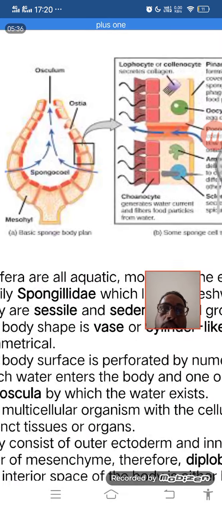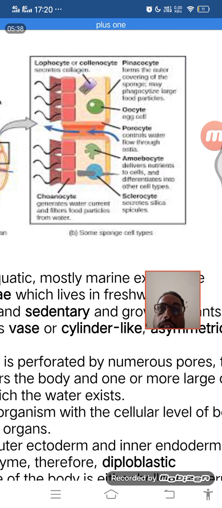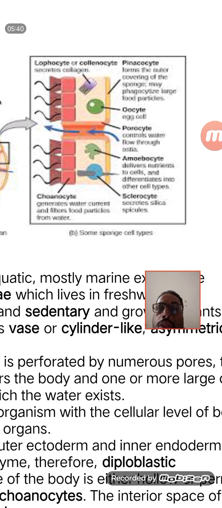And if you see these choanocytes, this is a choanocytic cell, and inside these choanocytic cells different structures are present. One structure is known as the pinacocyte, that will help in phagocytosis, which is very much attached to the oocyte, that is egg, if it is sexual reproduction. Then they have porocytes, that means near to the ostia for the continuous water supply.